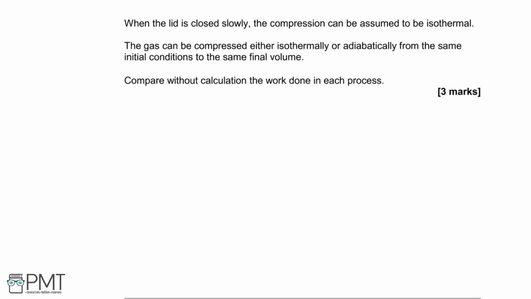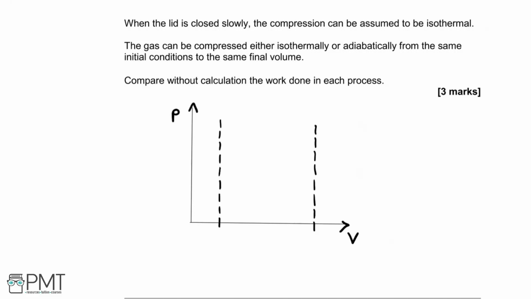When the lid is closed slowly, the compression can be assumed to be isothermal. The gas can be compressed either isothermally or adiabatically from the same initial conditions to the same final volume. Compare, without calculation, the work done in each process. The best thing to do to begin with would be to draw a graph showing those two processes. So I've got my pressure and volume axes to begin with. We now need to draw the adiabatic and isothermal curves. So we want the process to take place between these two volumes. Now I've got my two curves. Let's label those as adiabatic and isothermal.